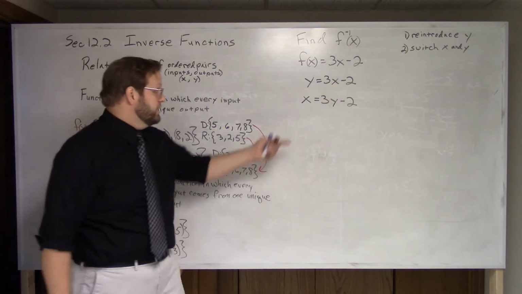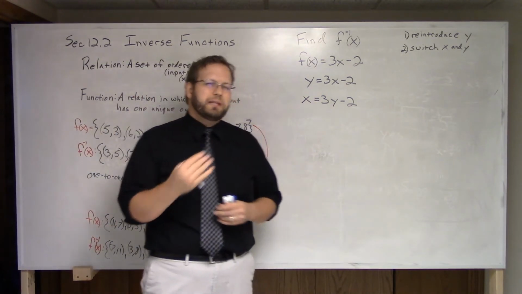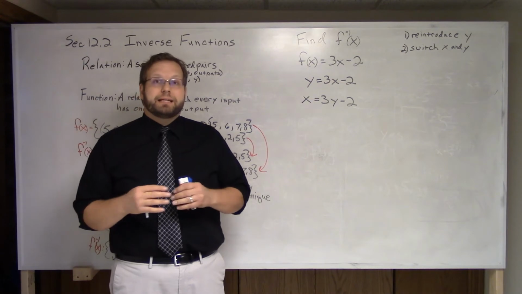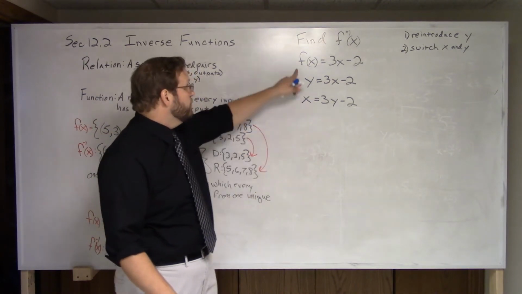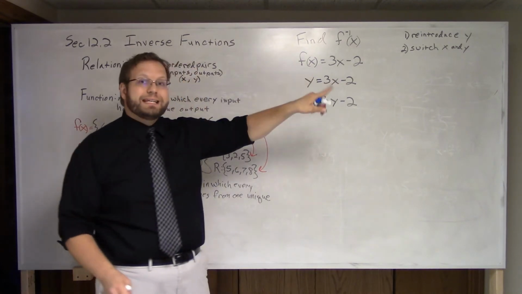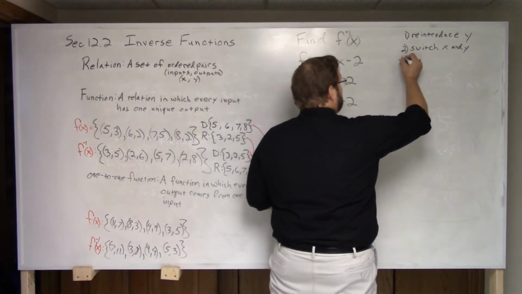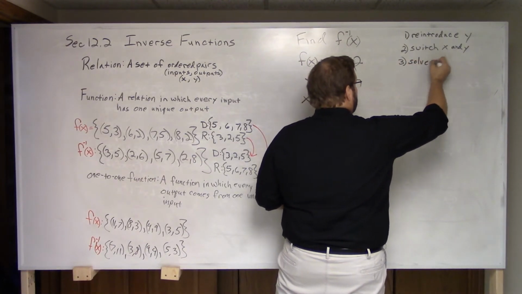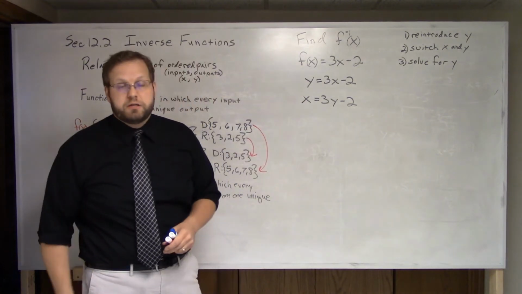Now technically, there's your inverse. But that's what we call the implicit form of the inverse. It's implied there. We want to be able to get the explicit form. Now what I mean by that is, we need to be able to write it with this notation. So we need to get y alone again. So step 3 is solve for y. And there's going to be your inverse.